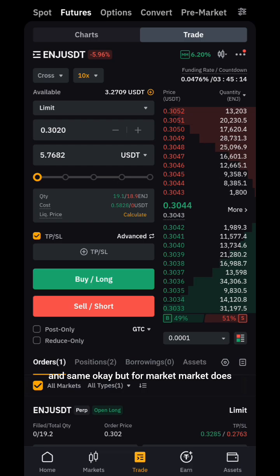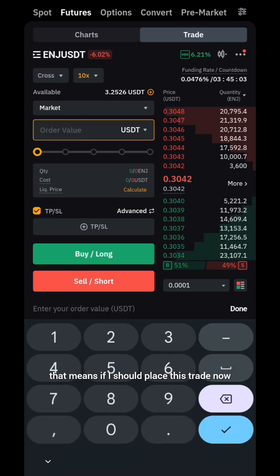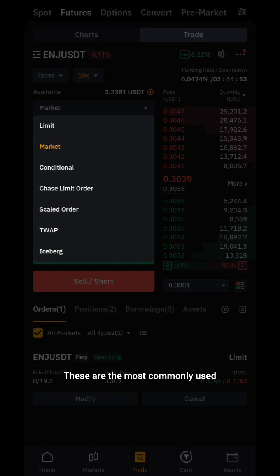But for market orders, it does not need you to enter the price of the coin you want. It will enter at market price. That means if I place this trade now, it will enter immediately at 30.40, without wasting time. That's the difference between market and limit. These are the most commonly used orders. That's all, guys.